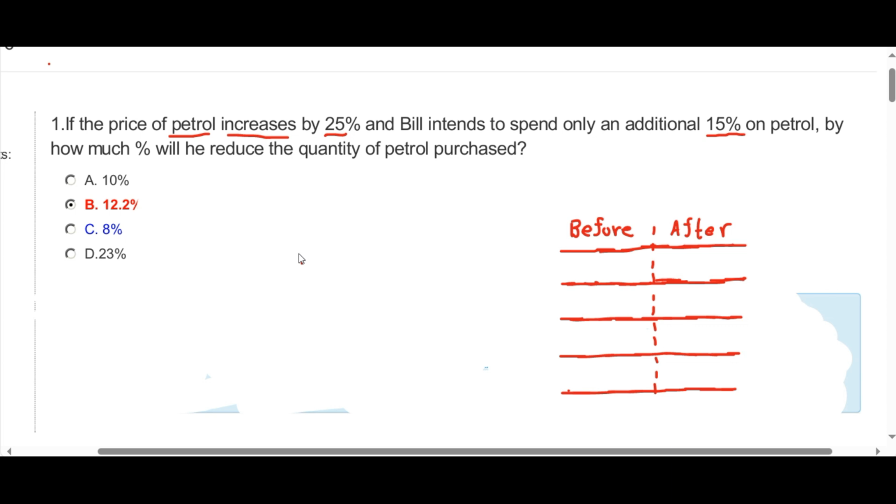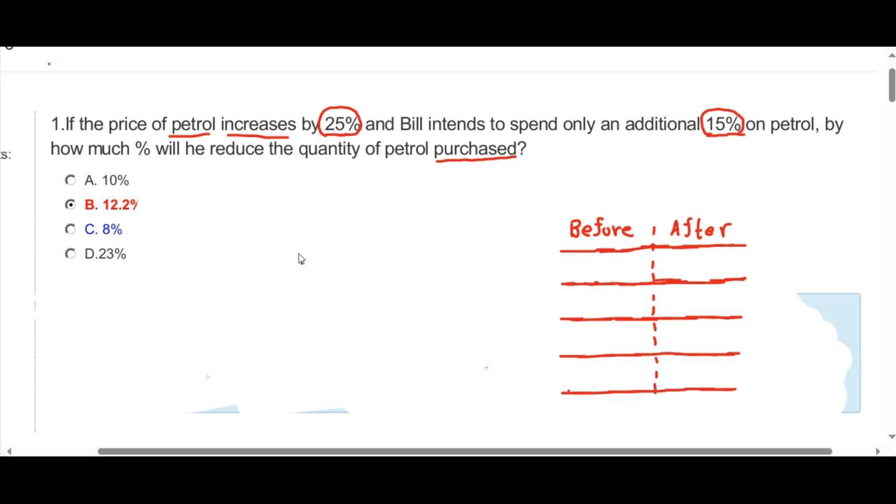So what's happening is that if the price of something increases, like here by 25%, but you want to spend only 15% more, since the increase is 25%, you have to reduce the quantity purchased. Okay? This is a very general category of problems that has the same mathematical structure, and it's solved in the same way. So be very careful in the way that we deal with the problem, because this is very general.